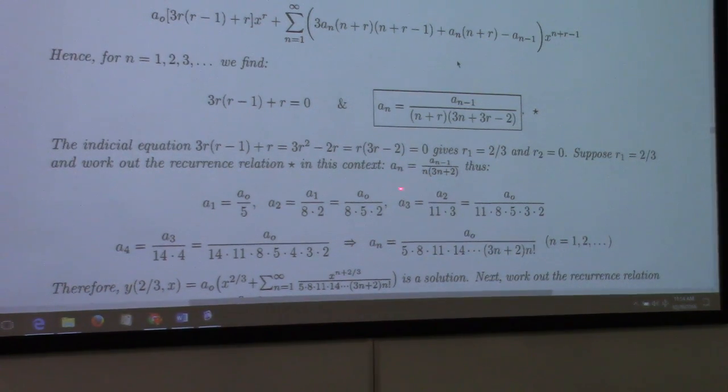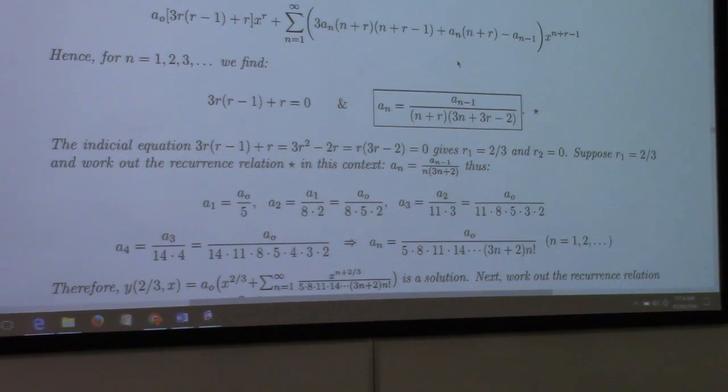A1 over, let's see here. So I'm actually putting the numbers in the opposite order. So these are like 3n plus 2 times n. So 3n plus 2, that gives me 6 plus 2, 8 times 2. But then, of course, a1 can be put back to a naught over 5. So I get 8 times 5 times 2, a sub 3, 11 times 3. But then it gives you 11 times 8 times 5 times 3 times 2, 4, 14 times 4, 14 times 11 times 8 times 5 times 4 times 2.